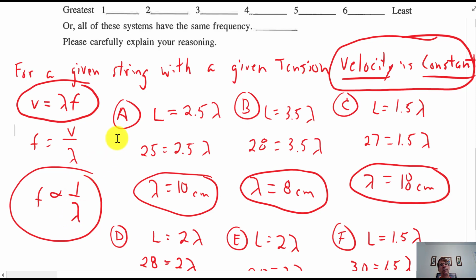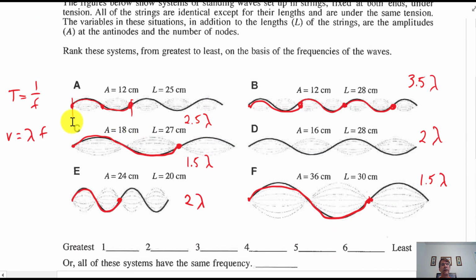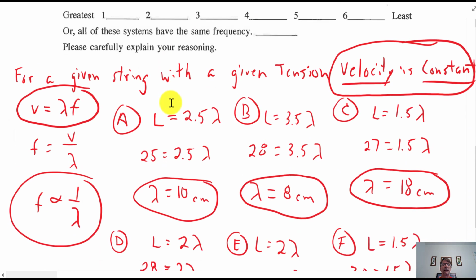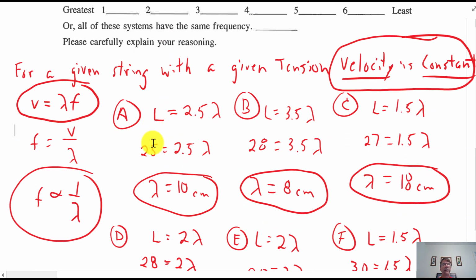In A, I've already written it down. There was 2.5 wavelengths there. If you go back and look, I have it written down right here, 2.5 wavelengths. And the length of the string is 25. So in 25 centimeters, I have 2.5 wavelengths. So the length of that string, 25 centimeters, contains 2.5 wavelengths, so the wavelength is 10 centimeters.